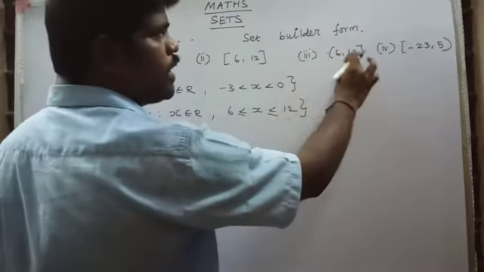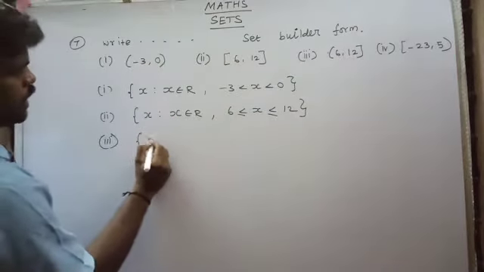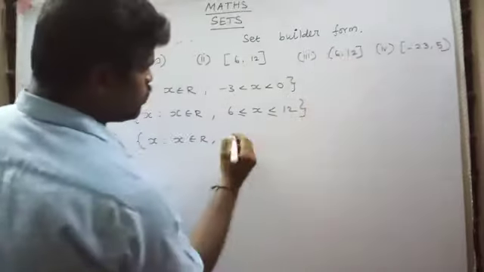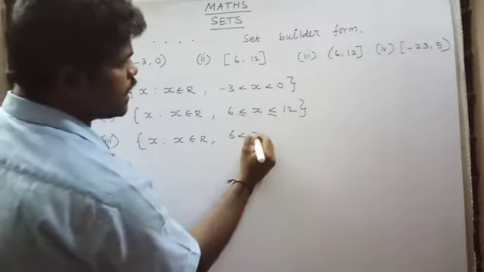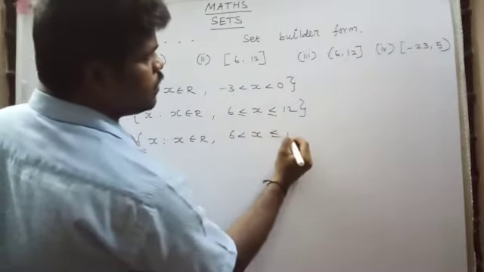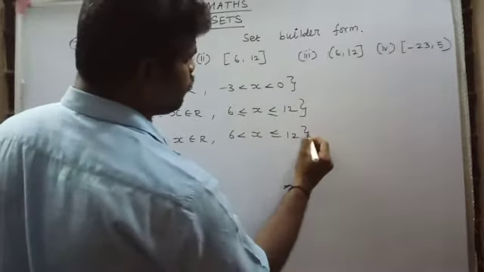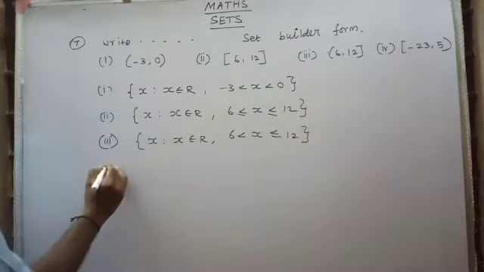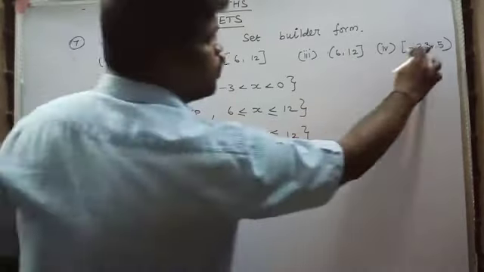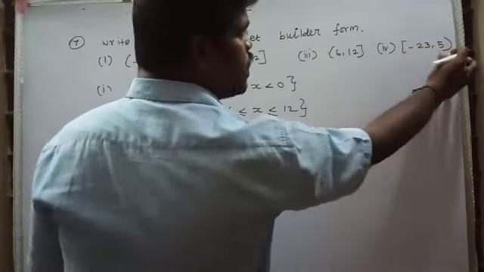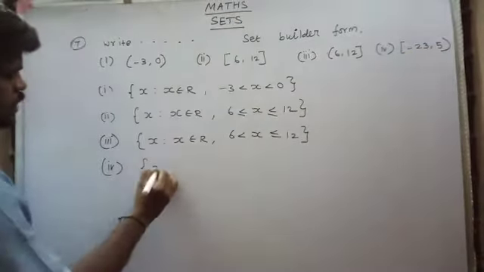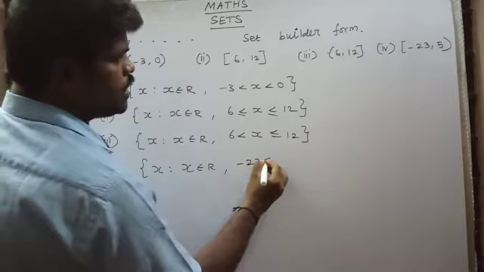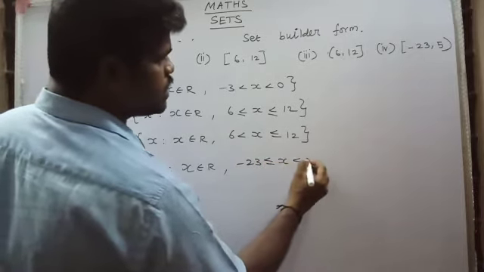And Roman letter 3, here one side open interval and one side closed interval. X such that x belongs to R, comma, here one is open interval, so 6 less than x and less than or equal to 12. Right. And number 4 was here one side, left side closed interval and right side open interval. So that's why we have to write x such that x belongs to R, comma, minus 23 less than or equal to x less than 5.